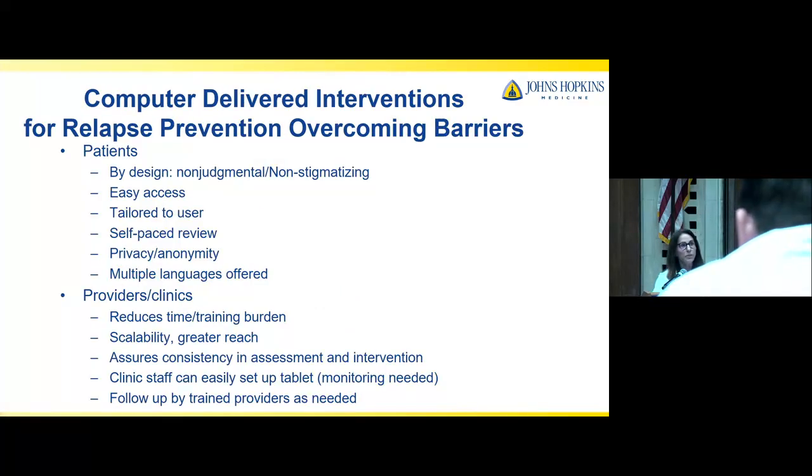So the computer-delivered interventions, by design, are non-judgmental and non-stigmatizing. They're easy to access. They're tailored to the user. So for our users, we have this incredibly complex branch chain. The user has to respond using multiple choice because this is not a video game where we can just easily do natural language, but we can travel down so many different branches depending on what the person says.